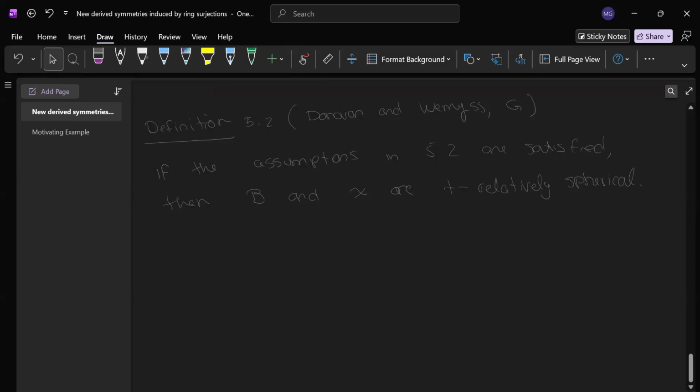And here's a quick note. If our algebra B is finite dimensional over C, then 3 relatively spherical is equivalent to being self-injective.